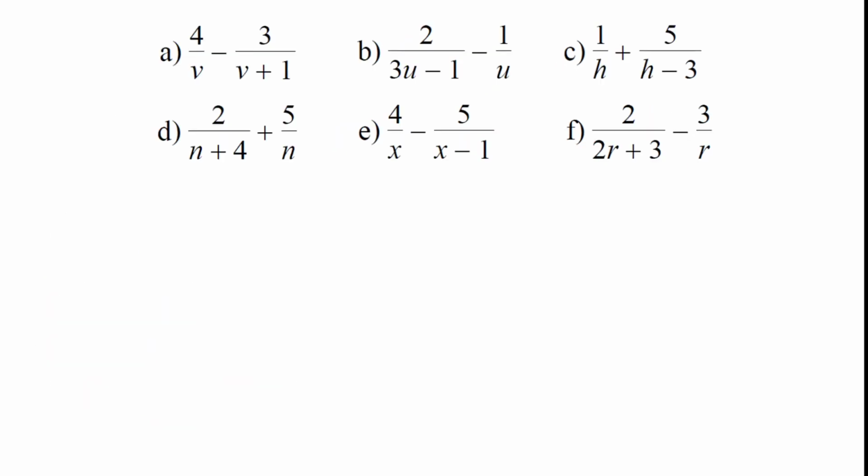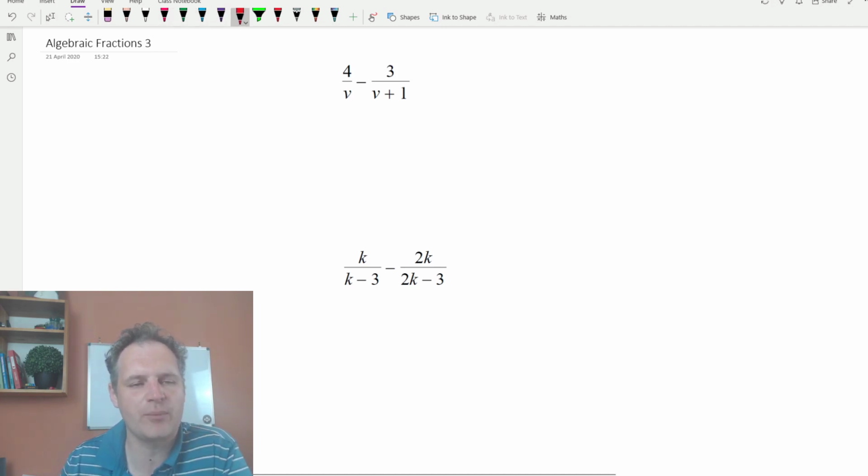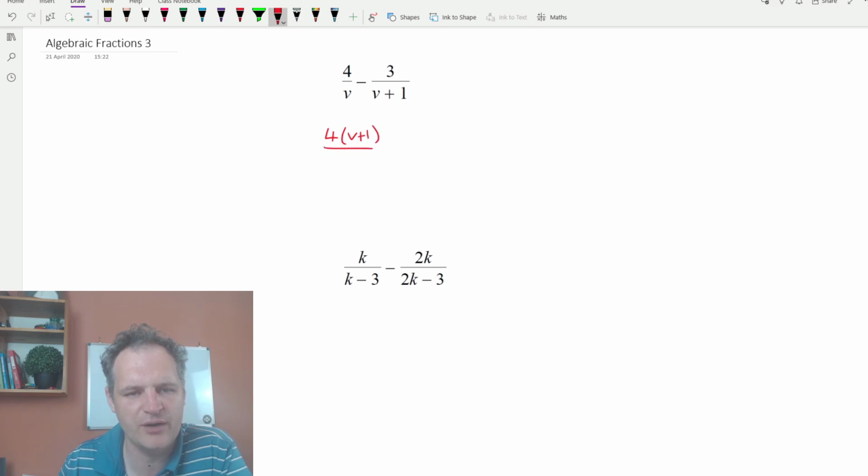Okay, the next set, I promised I would do one for you because it's now got slightly harder. So here we are. I've got v and v plus 1 on the base. So this is going to become 4v plus 1 over v plus 1. Notice all I've done on that left hand side, don't want to make this complicated, is top and bottom have been times by the base of the other side. Here's the denominator on the other side, and it's been times by top and bottom.